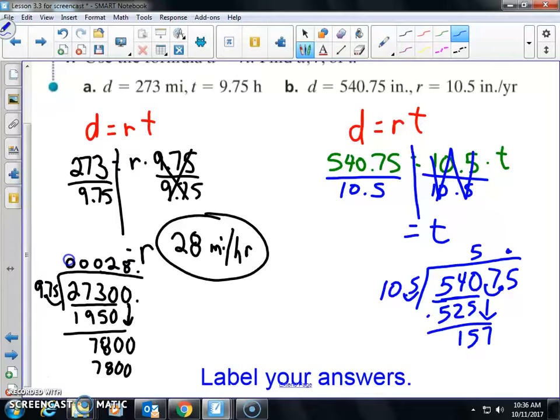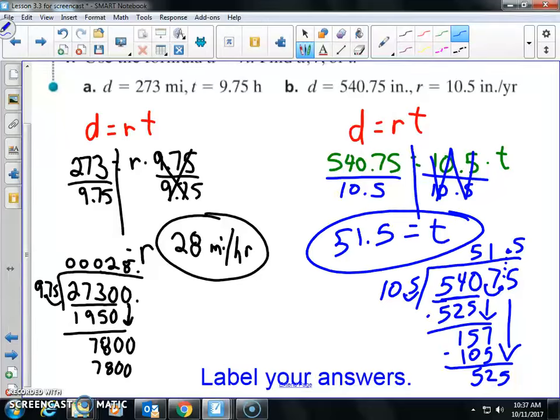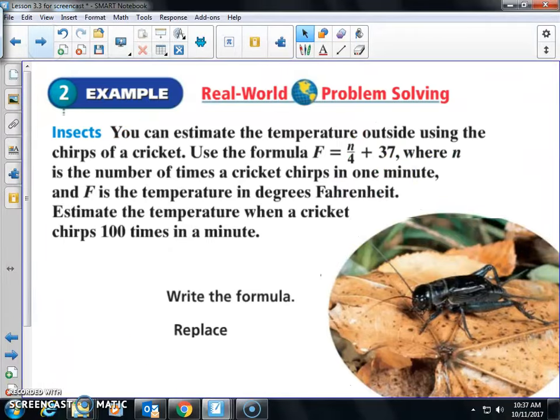Bring down the 7. Fits in once. That's 105. Subtract, I got 52 left. Bring down the 5. And 5 more times. 51 and a half. So our time is 51 and a half years. Again, whether that means the iceberg's been moving 51 and a half years or a tree's been growing for 51 and a half years. Okay?